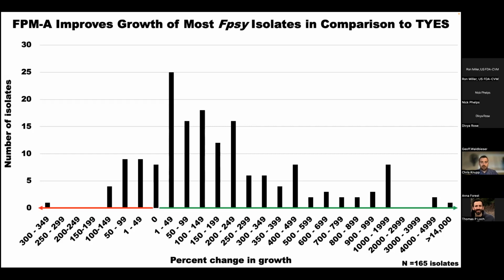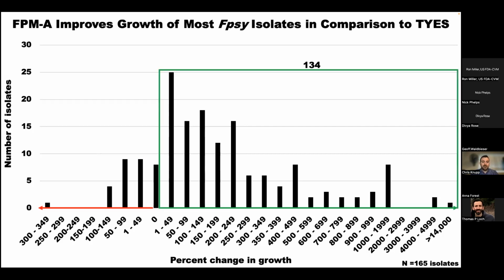The red arrow is showing you that 23 isolates had more growth on TYES than FPMA. Between the 2 arrows, we have 8 isolates that grew equally on FPMA and TYES. And to the right of 0, we have the 134 isolates that had more growth on FPMA than TYES. So as you can see, FPMA improved the growth of most isolates, some of which by several hundred or 1,000%.